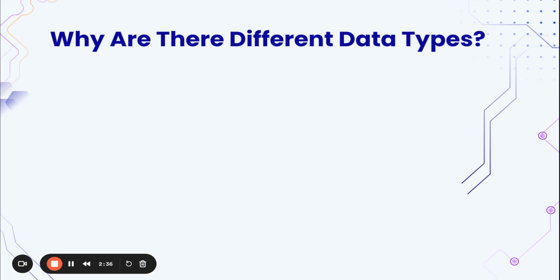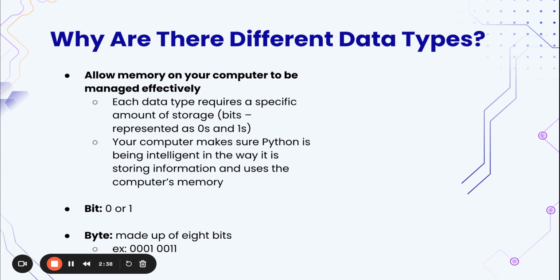So why are there different data types? Essentially, it allows memory on your computer to be managed effectively. Each data type requires a specific amount of storage, which are bits. They are represented as zeros and ones. Your computer makes sure Python is being intelligent in the way it is storing information and uses the computer's memory.